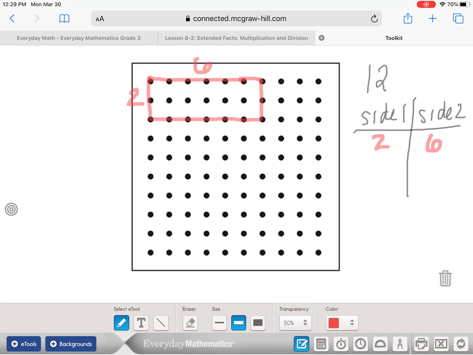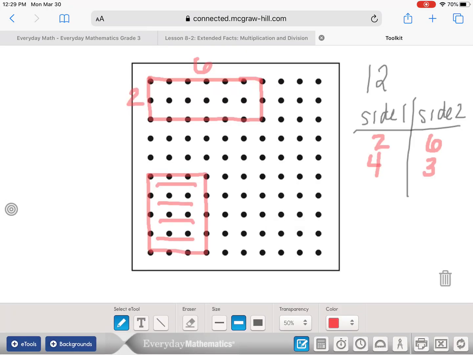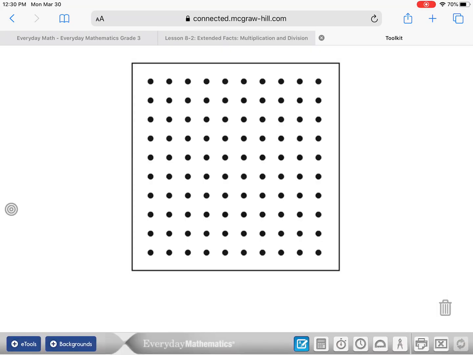Okay, another way that we can make 12 is by making a 4 by 3. So I'm going to go up 4 spaces and over 3 spaces, and then I'm going to come down and finish my rectangle. And if I count inside, 1, 2, 3, 4, 5, 6, 7, 8, 9, 10, 11, 12. So one side is 4, and the other side is 3. Okay, great. Now we're going to move on. I'm going to clear this board. Actually, I'm not going to clear the background. I'm going to clear all my annotations.